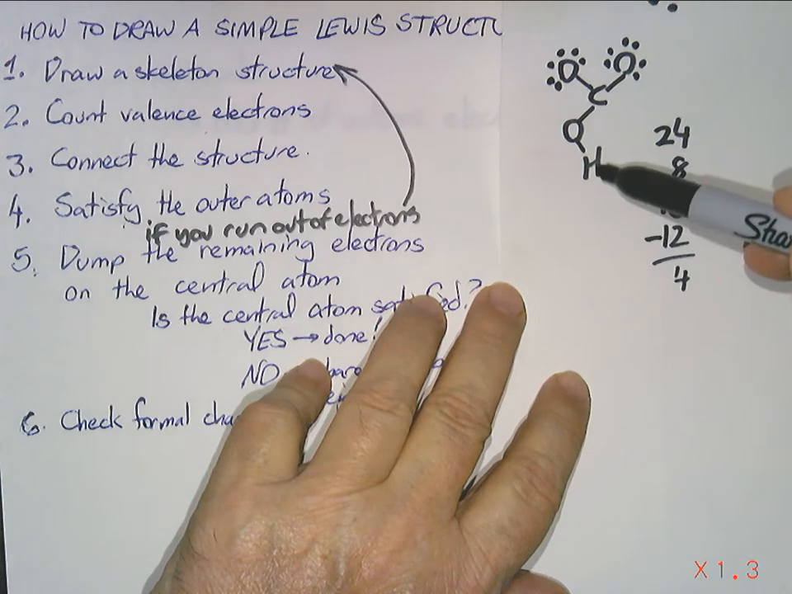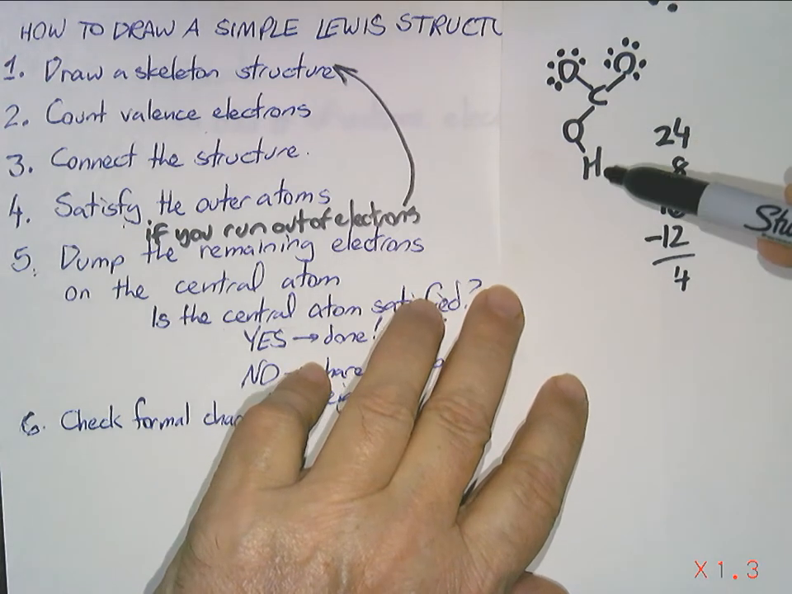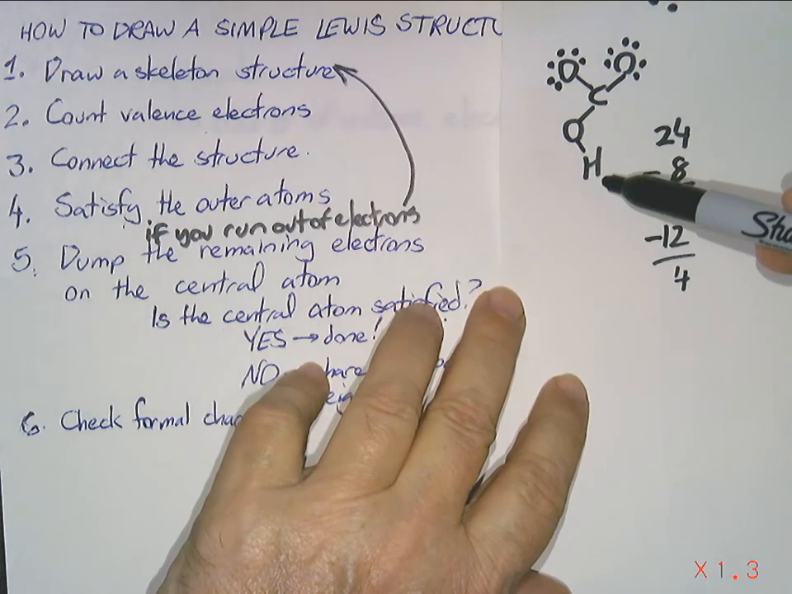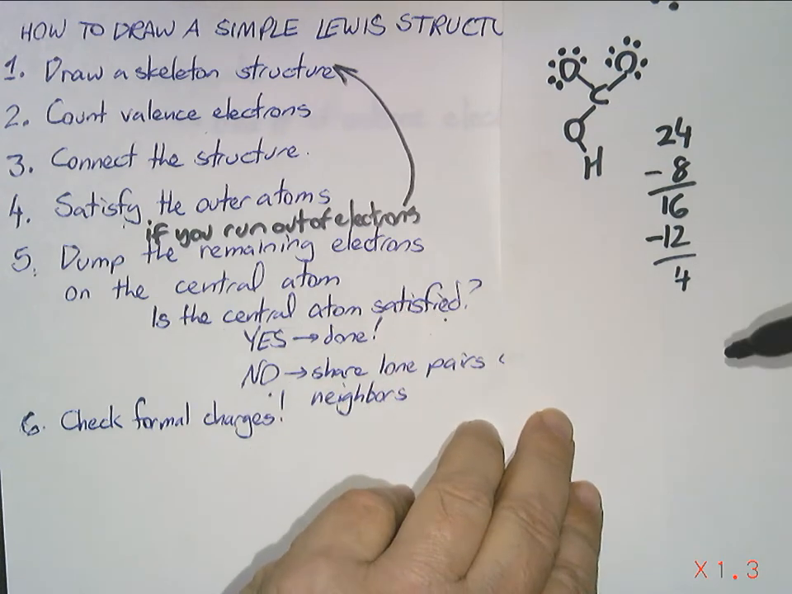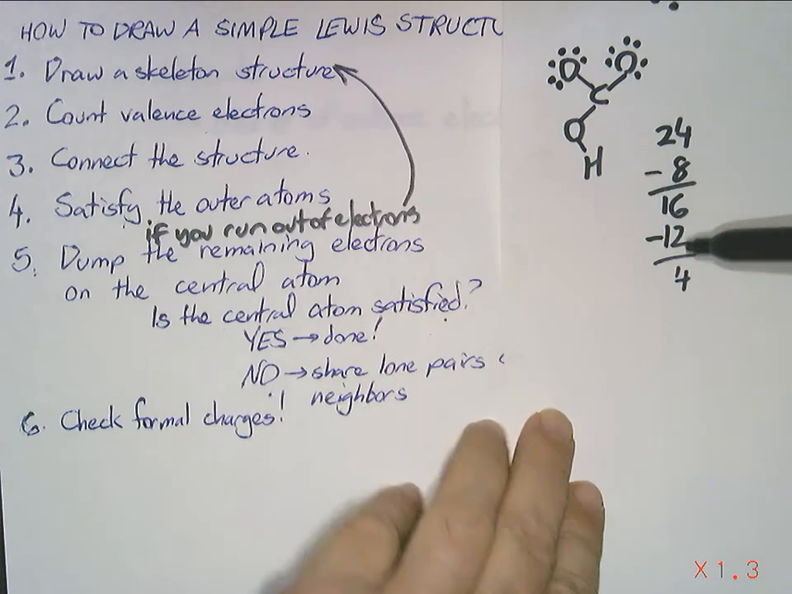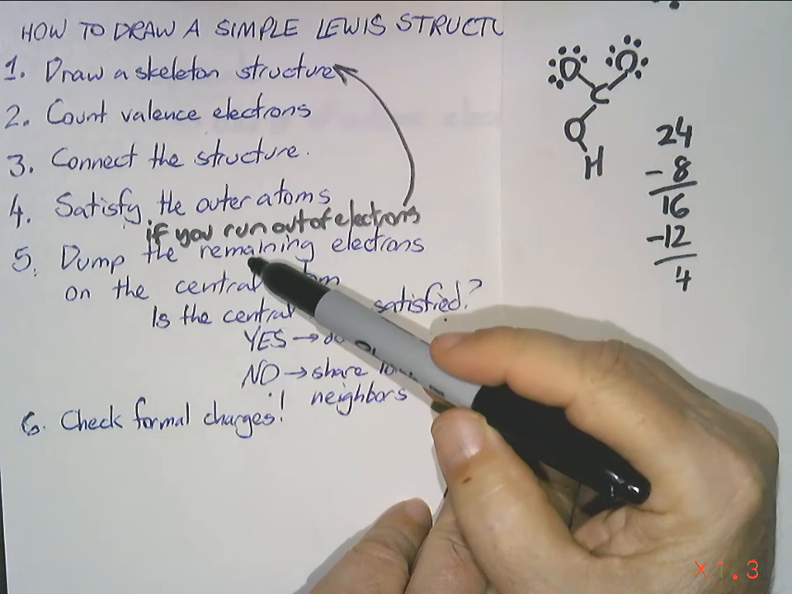What are the other outside atoms? These are central atoms. That's the last outside atom and it's already satisfied. So I've got 4 left. Okay, so I can go to the next step.